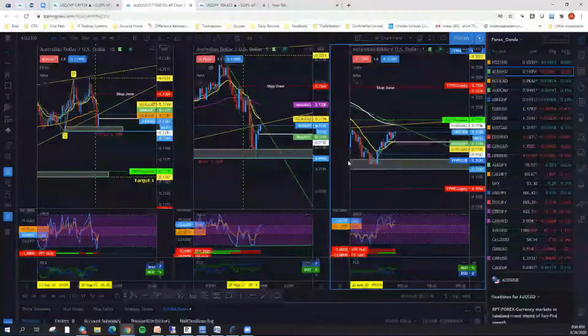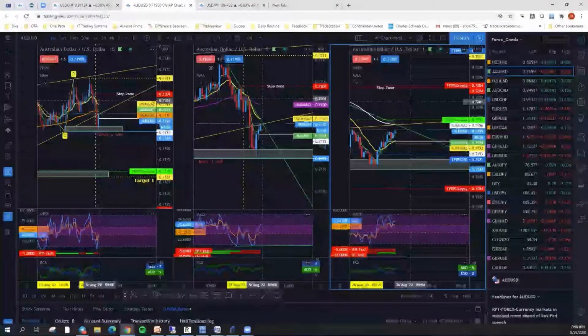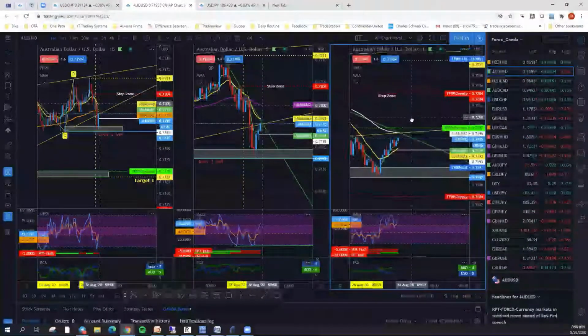The Canadian dollar just hit its target area and is pulling back. So that means the dollar is starting to weaken a little bit compared to some of these other pairs.